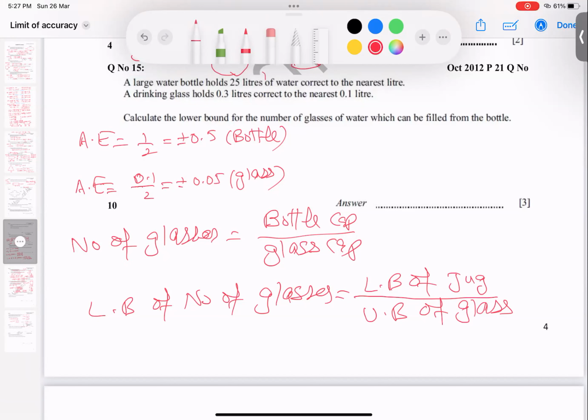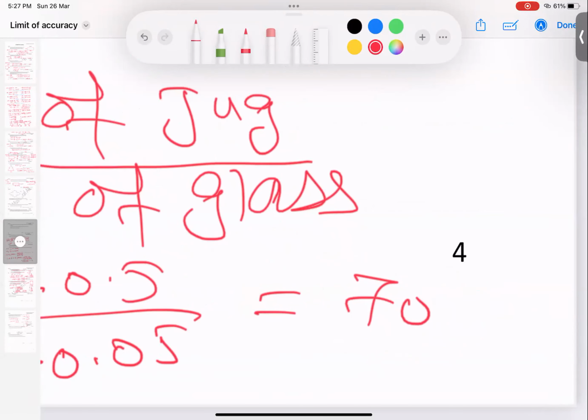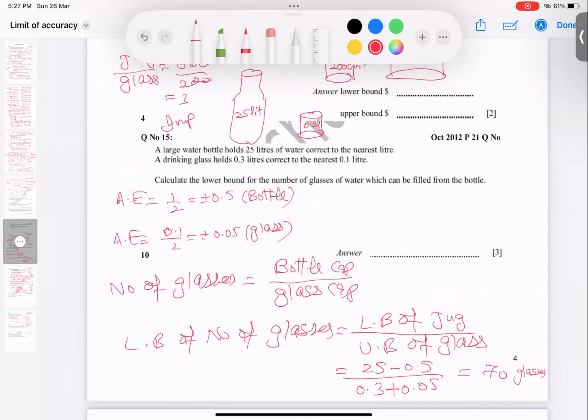So the lower bound of the jug is 25 liters, subtract this one: 25 minus 0.5. And how to get the upper bound of the glass, students? The upper bound is 0.3 plus 0.05. I believe you got the point very clearly. I'm typing in the calculator: 25 minus 0.5, and 0.3 plus 0.05. My answer is coming 70 glasses I can make. I repeat again, the least number of glasses I can make is 70.